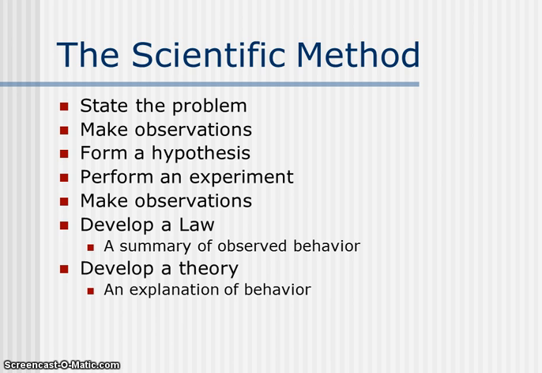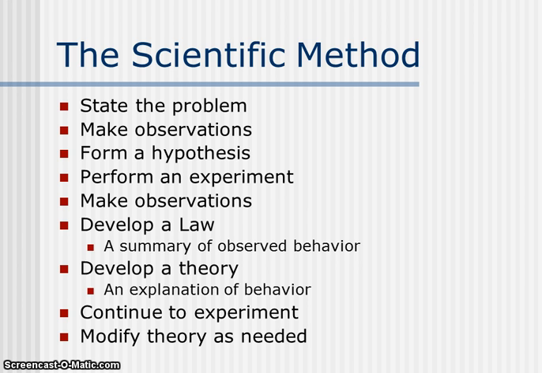Now, another thing that can occur is the development of a theory. And a theory is a little bit different than a law, because a theory is a set of tested hypotheses that give an overall explanation of behavior. So whereas a law is just a summary, a theory is an explanation. Now, once a theory is developed, the experiment doesn't stop. Continual experiments are done to either prove or disprove theories. And sometimes theories have to be modified after continual experimentation is done.